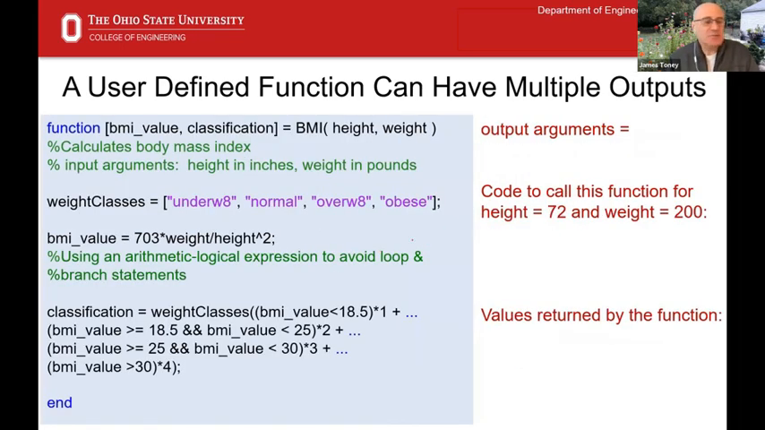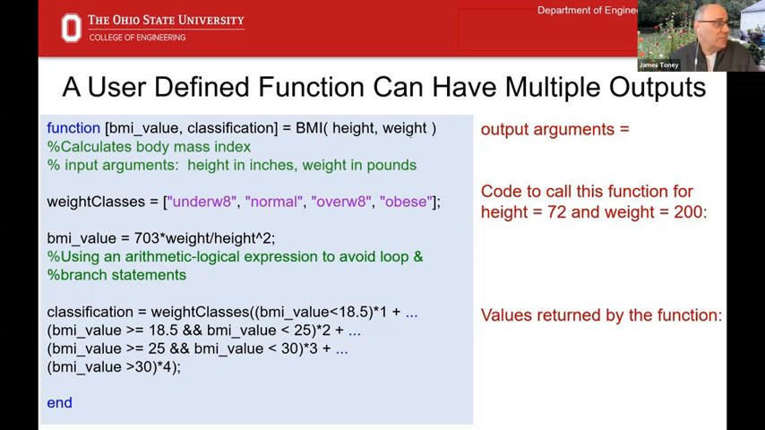All right, here's another example. This is the same thing, calculating BMI, but now we're making it a little more elaborate. Not only is it going to return the BMI value, it's also going to return the person's weight classification: underweight, normal, overweight, or obese. And I did this a clever way. We haven't covered if statements yet, so I wanted to show you can do this without an if statement.